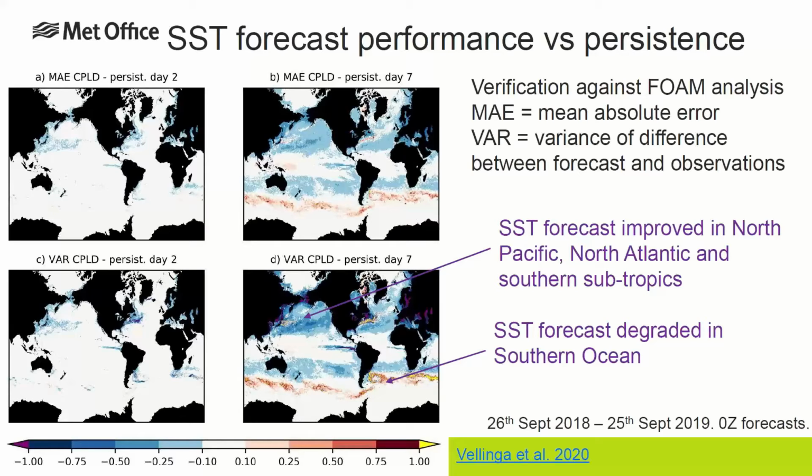So the sea surface temperatures outperform persistence, but unfortunately there's a thin strip in the Southern Ocean where the model sea surface temperatures for persistence is actually better. And this is an area of active investigation in the Met Office. So we're trying to fix our Southern Ocean sea surface temperature biases.